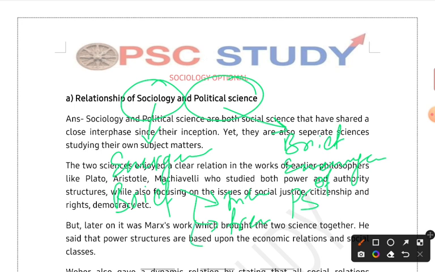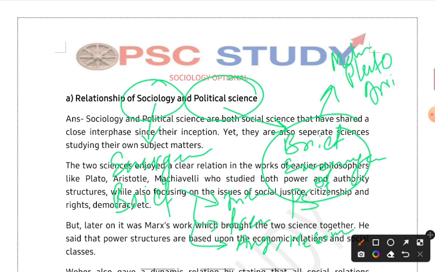And then you can mention thinkers like Auguste Comte, Herbert Spencer, Simon. And in the case of political science you can mention thinkers like Machiavelli, Plato, Aristotle. So how political science emerged and how sociology emerged, what are the main components of it, what are the main components of political science. So this will be a brief intro.